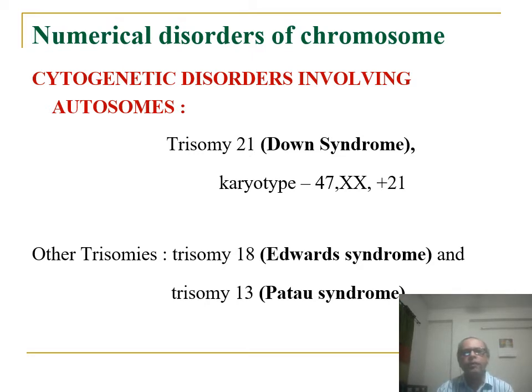Then we can discuss the numerical disorders of the chromosome. There are 2 types of numerical disorder: cytogenetic disorders involving the autosomes, and cytogenetic disorders involving the sex chromosomes. First, we go through the cytogenetic disorders involving autosomes. For example, trisomy 21, that is called Down syndrome. The karyotype is 47,XX,+21 or 47,XY,+21. Other trisomies are trisomy 18, also known as Edwards syndrome, and trisomy 13, also known as Patau syndrome.